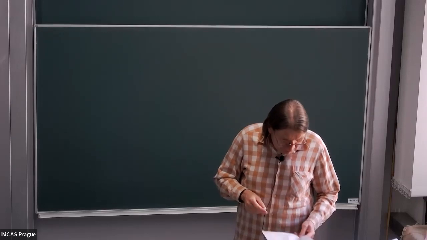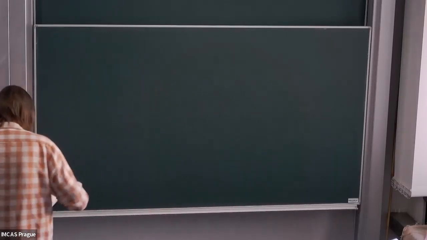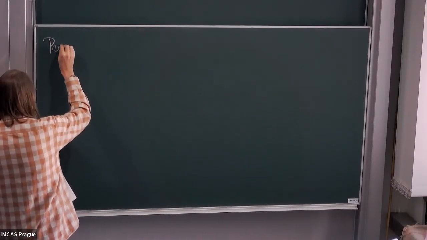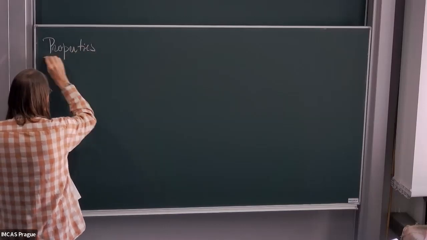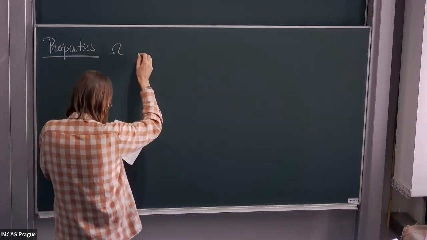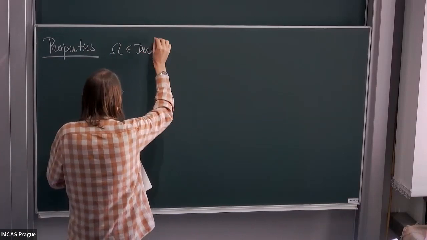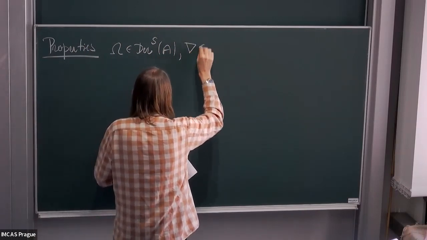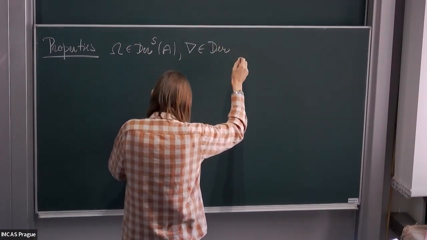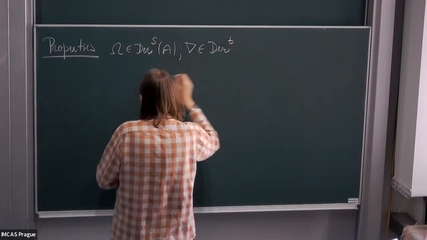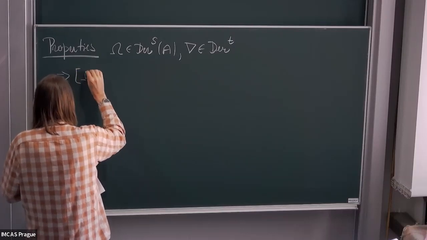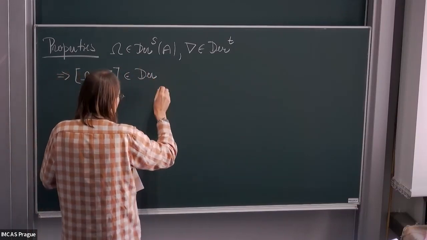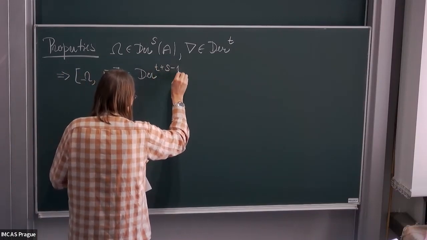Very good. So what about some properties? As I say, I'll formulate it for derivations, but for differential operators, the statements are similar. So what are the properties? If omega is from derivations of order S, I will probably drop A to make everything shorter, and nabla is from derivations of order T, then the commutator of omega and nabla is a derivation of order T plus S minus 1.